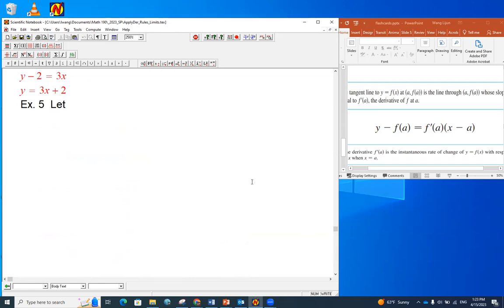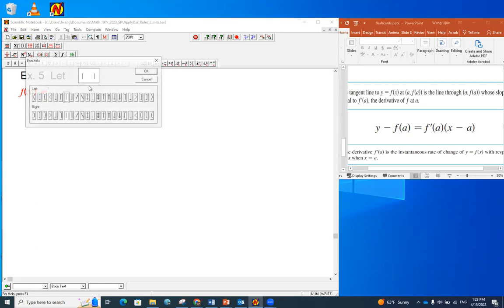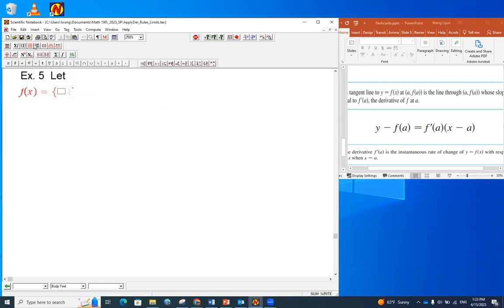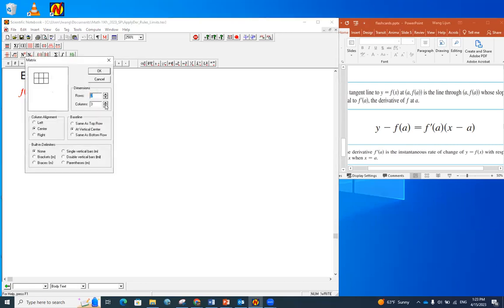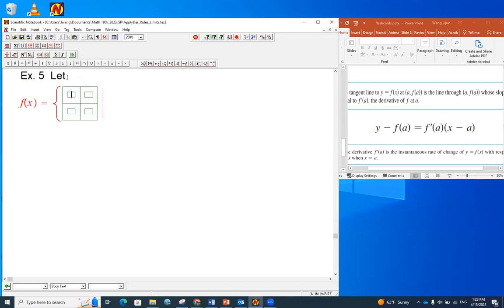Okay, let's clean it up. Okay, clean this. The function is a piecewise function. 2 pieces. We have 2 pieces. Okay. So x squared plus 1 if x is less than 1.